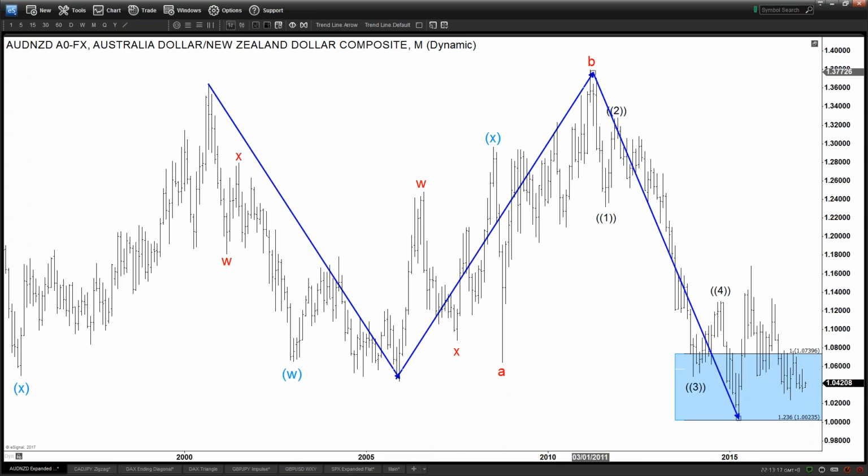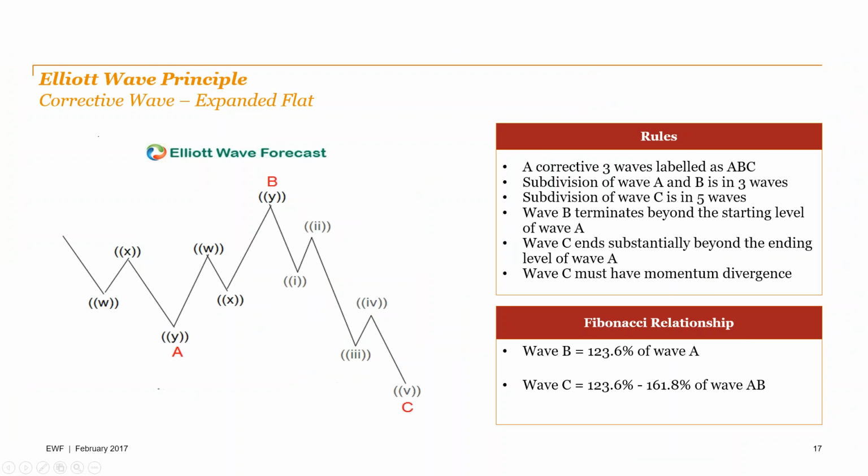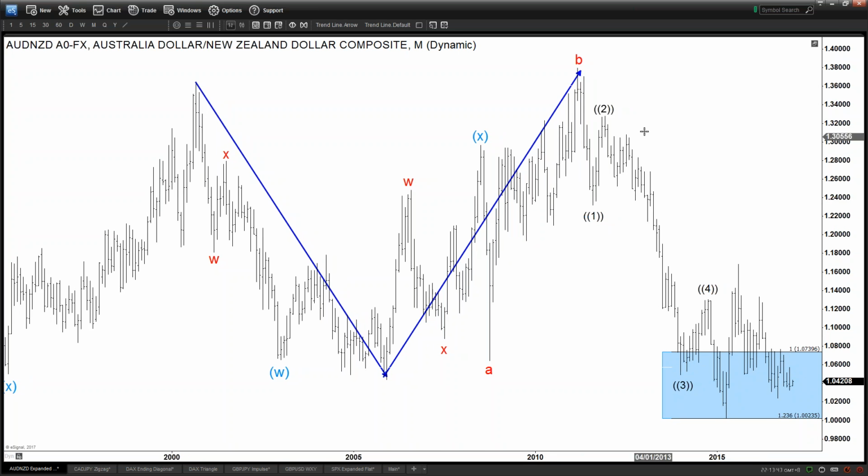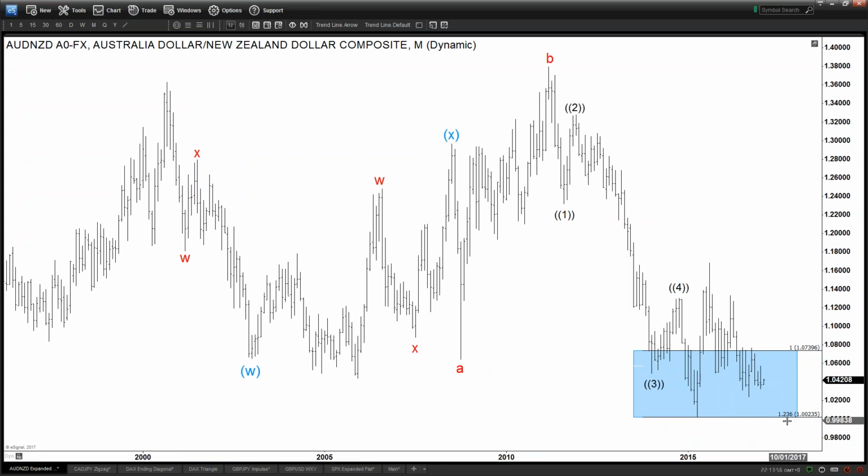Do you see how this is sideways, right? A sideways move, right? Compare this to this expanded flat here, A, B, C. You see an A, B, C, right? And then you notice the C is also in 5 waves. Very clear, 1, 2, 3, 4, 5. So this is an example of an expanded flat with B beyond the starting point of wave A, and then wave C is in 5 waves. And then looking at the Fibonacci relation, you notice here it ends at 123.6. In other words, this C leg is a 123.6 extension of the A leg.